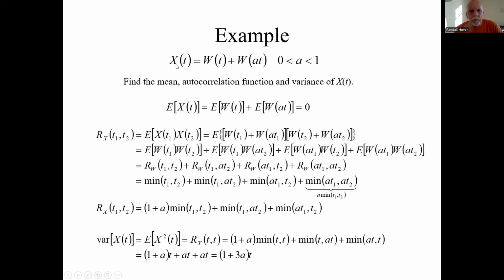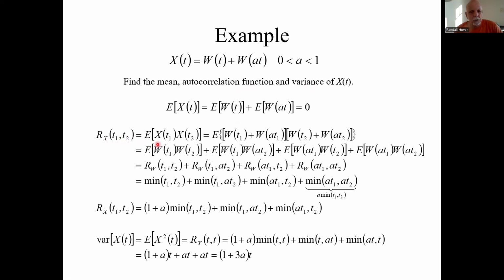Well, the mean's easy enough. A linear operation here, basically, and the means of both Wiener processes are 0. So the sum is also 0. That's easy. That means variance is just the mean square value. But since we're asked to find the autocorrelation function, it's going to be easier to find the autocorrelation function first and calculate the mean square from that, rather than calculating it on its own, I think.